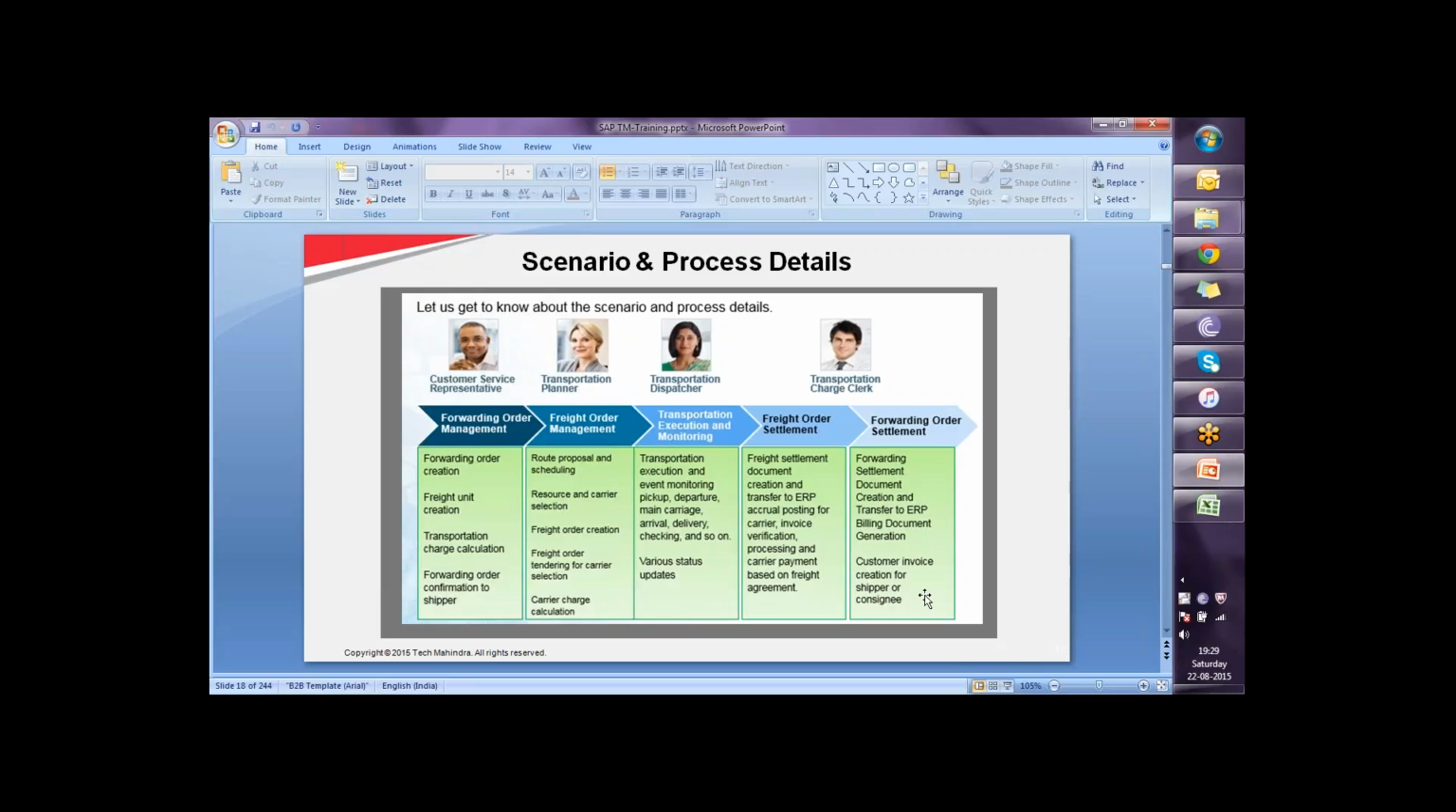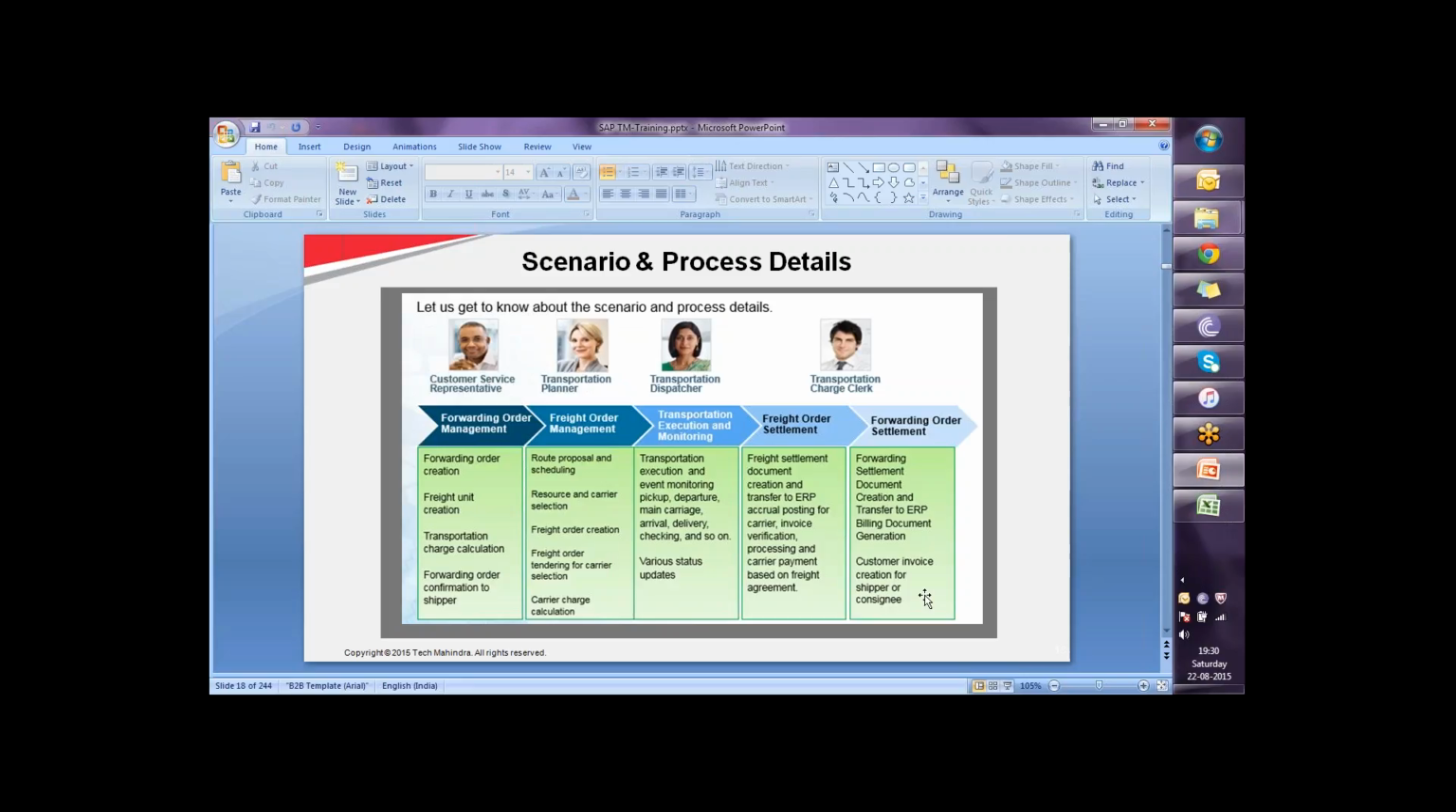Now this is the proper route scenario details. First you have a customer service representative who takes a request or order from the customer. He creates the freight unit. He calculates charges and confirms to the shipper that the order has been placed.